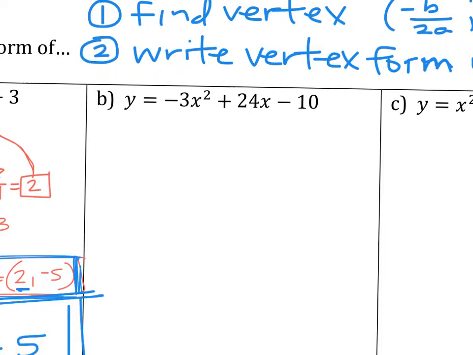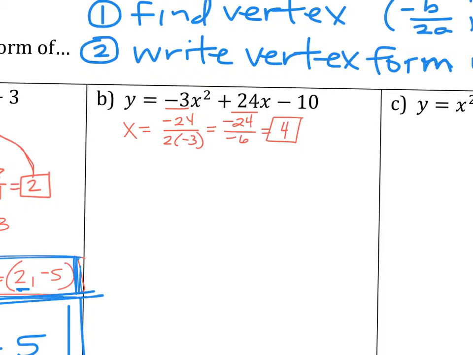Okay, second one. What do you do first? Find the vertex, okay? So your vertex x equals negative b, which is 24, so negative 24 over 2 times what? Negative 3, your A. Okay, so simplify that. Negative 24 over negative 6 is 4. Okay, so your x value is 4.